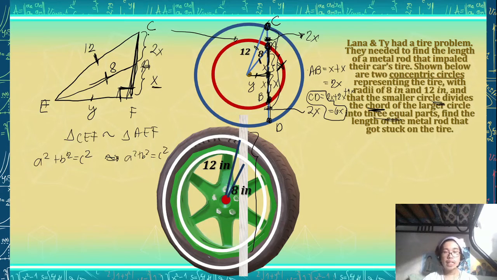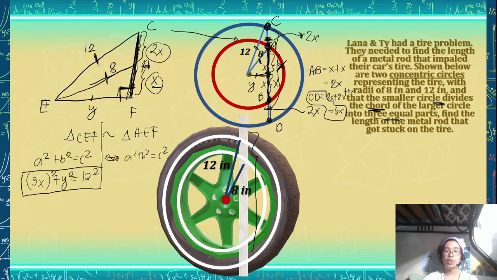Okay, so for CEF, we have here CE. This is the hypotenuse, so that's 12 squared is equal to b squared, so that's gonna be y squared. Then we have here, what's 2x plus x? That's gonna be the height on the triangle CEF. So that's gonna be 3x squared. Okay, so this is gonna be the formula for the segments on the bigger triangle CEF.